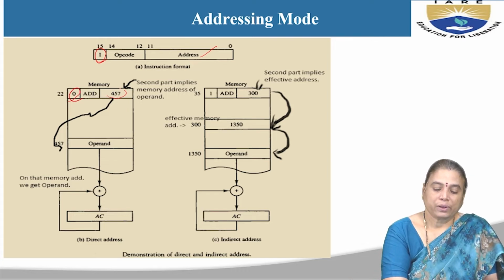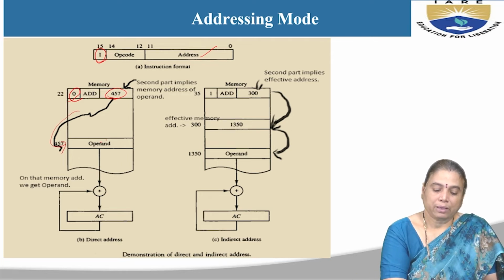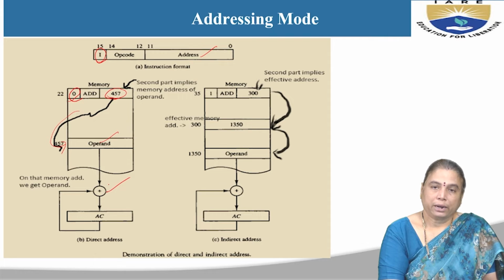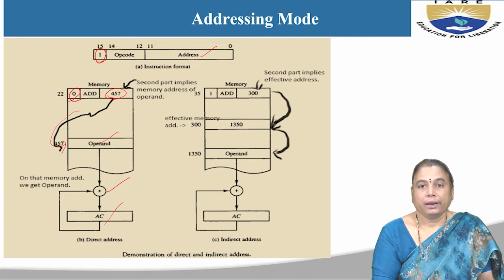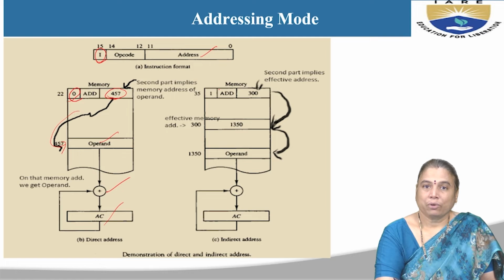What is the address specified in the instruction? 457. There itself the operand is available and can be used in the computational or micro operation. The add micro operation is implemented in conjunction with the accumulator value. In case I is equal to 1, it is an indirect address, where the effective address is specified in the address part. Here the address specified is 300.